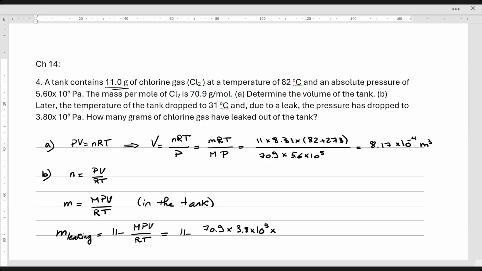And the volume is essentially the same because we have a tank, so it is rigid and it will not change in volume. The temperature is now 31. And again, don't forget to convert to Kelvin. So if you calculate this, you will find the mass of the gas that has leaked outside is 2.3 grams.